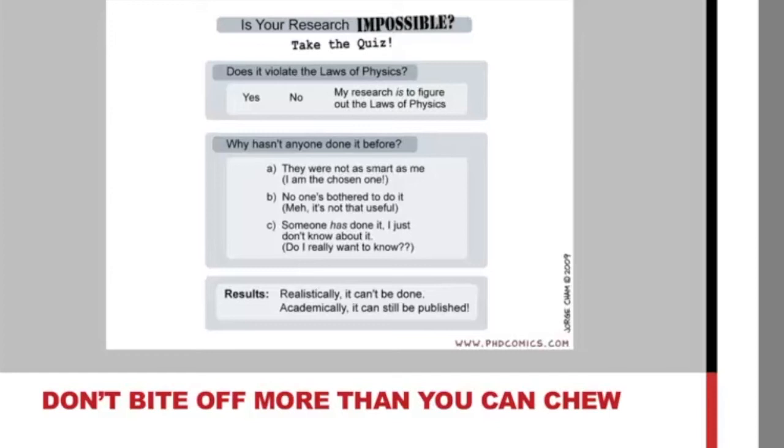Is your research impossible? Well, I want us to think for just a couple of minutes about how to make our research not only possible, but worth doing by framing our questions well.